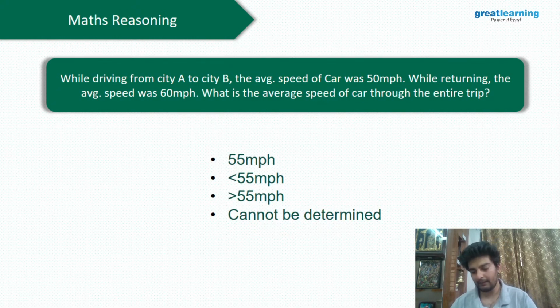So it's only Pragyan who has answered B. I do not see anyone else giving the correct answer. Seema says just did the average. Well, if you just do the average, that is again incorrect. So I hope everyone understands the logic over here. It has to be less than 55 miles per hour, not greater than, not equal to.